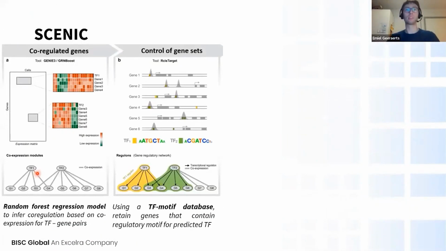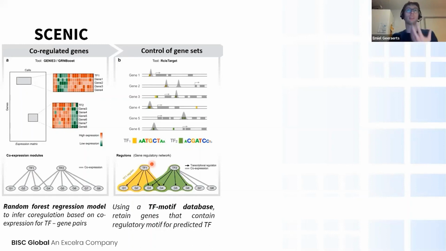Second, SCENIC adds in the causal aspect of your network. To do this, it uses a rather minimal amount of prior knowledge. It just uses the genomic information of your expressed genes. So it checks whether the genes in your predicted modules share a motif, so a genetic sequence that corresponds to the binding site of the predicted transcription factor.